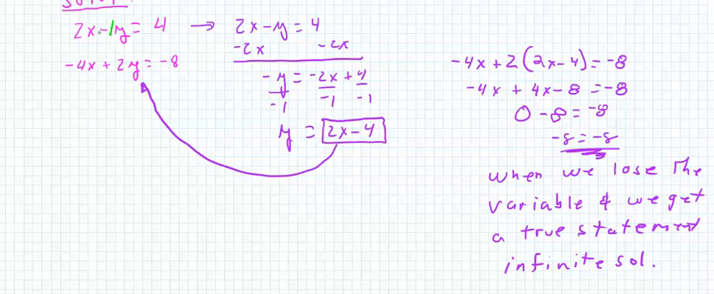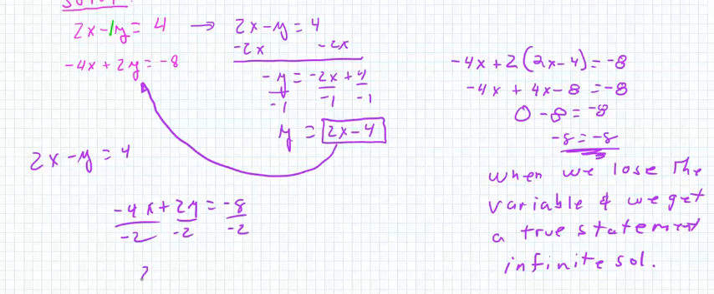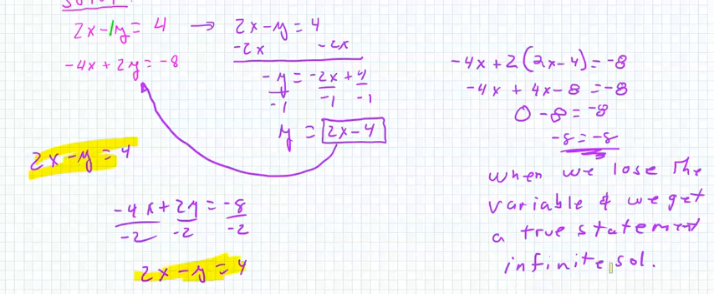Now let's look at this. 2x minus y equals 4. And if I had taken negative 4x plus 2y equals negative 8 and divided by negative 2, I would have ended up with 2x minus y equals 4. And notice that this equation here and this equation here are in fact the same equation, hence infinite solutions.